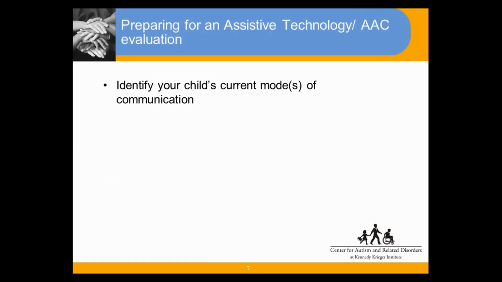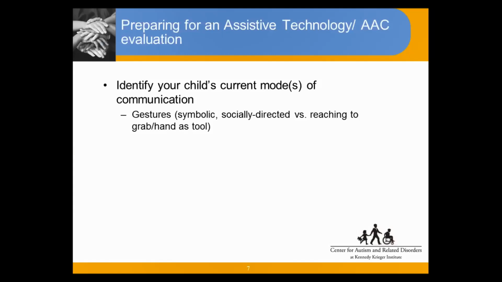So thinking about the preparation piece for an AAC evaluation, as a parent, it's helpful to identify the current communication modes. So if your child is using gestures, are they able to use more symbolic, socially directed gestures? Things like pointing, waving, shaking and nodding their head, showing objects, giving objects to you, using more of those socially directed gestures versus body movements or physical means of communicating.